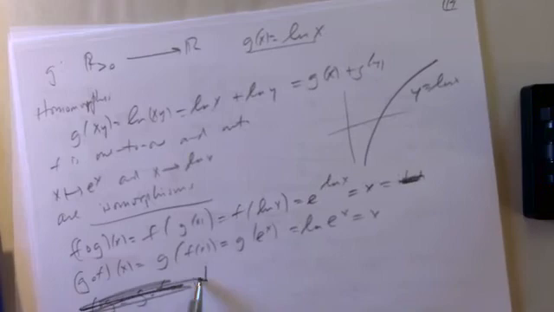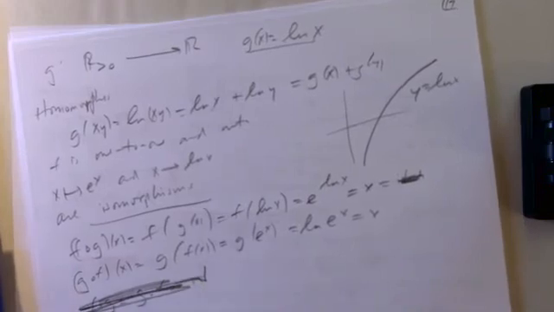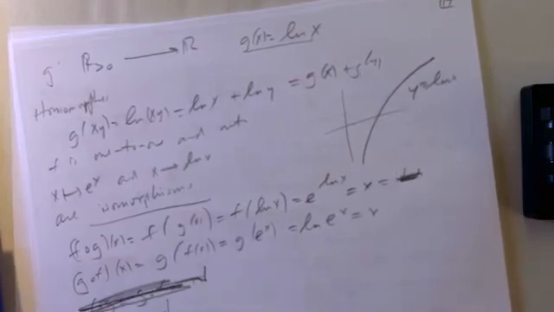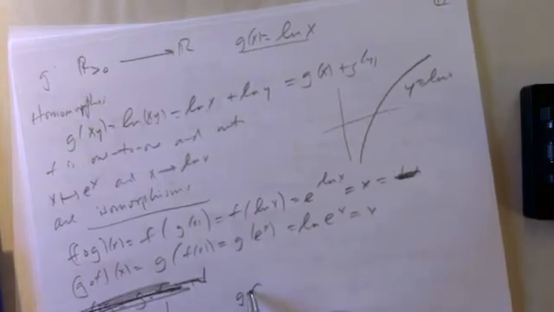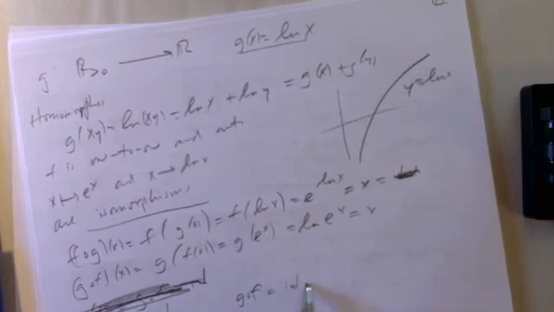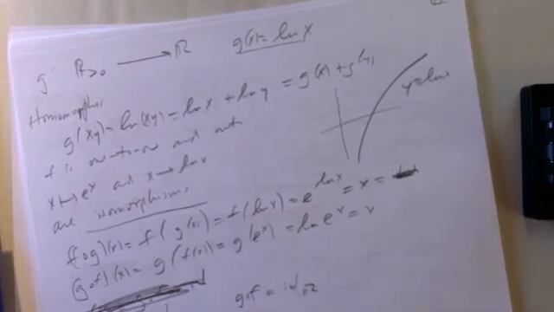So I should be a little bit more careful. F composed with g is the identity function on the positive numbers. G composed with f is the identity function on the real numbers.